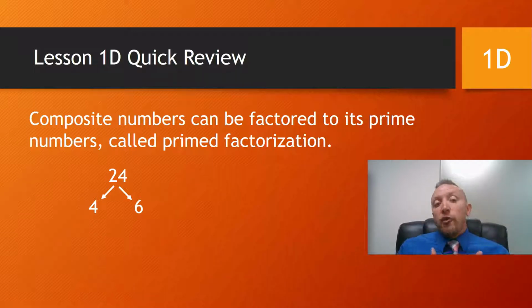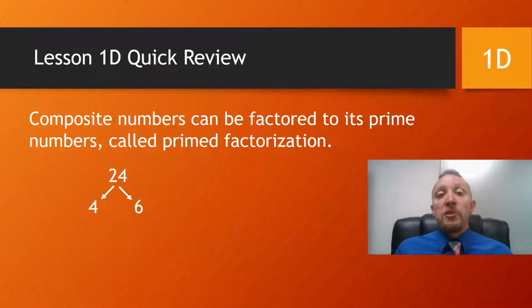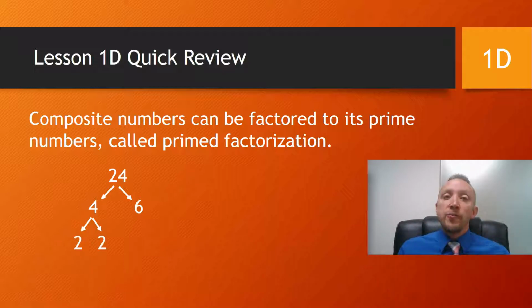So now I look at the 4. 4 is not prime, so we keep going until we get the prime numbers. The only two numbers other than 1 and 4 that multiply together to be 4 are 2 and 2. And with 6, the two prime numbers that multiply together to be 6 would be 2 and 3.